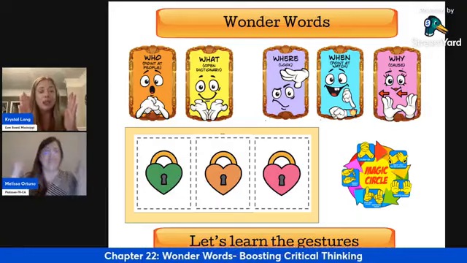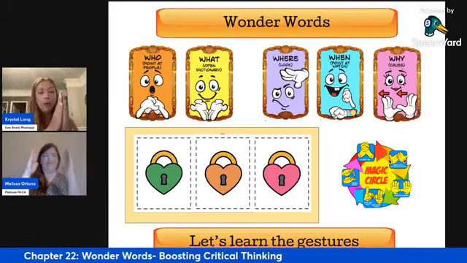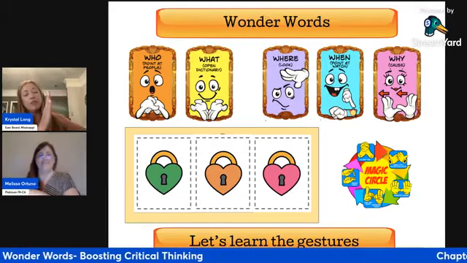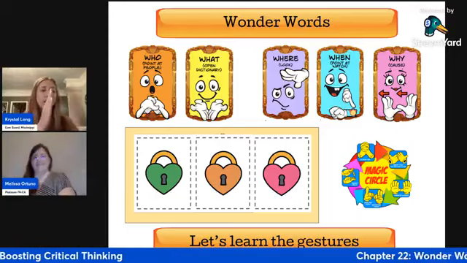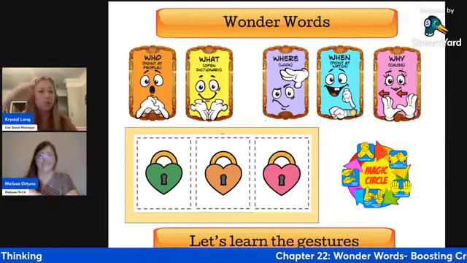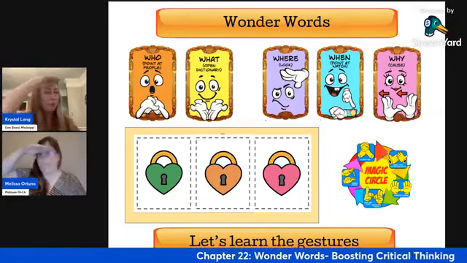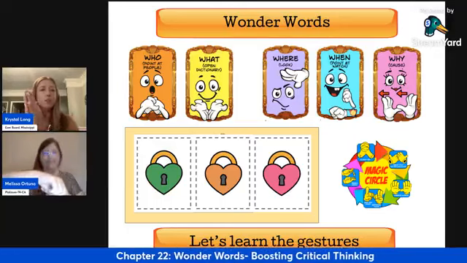And why is cause and effect. I hit one hand and it makes the other one go flying. So that is our why gesture, cause and effect. So where, when, and why.